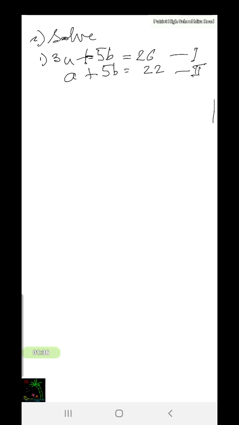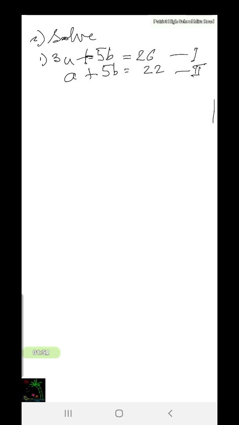Solve. First example, 3a plus 5b is equal to 26, equation 1. a plus 5b is equal to 22, equation 2. We have 5b common in both the equations, so that can be eliminated.